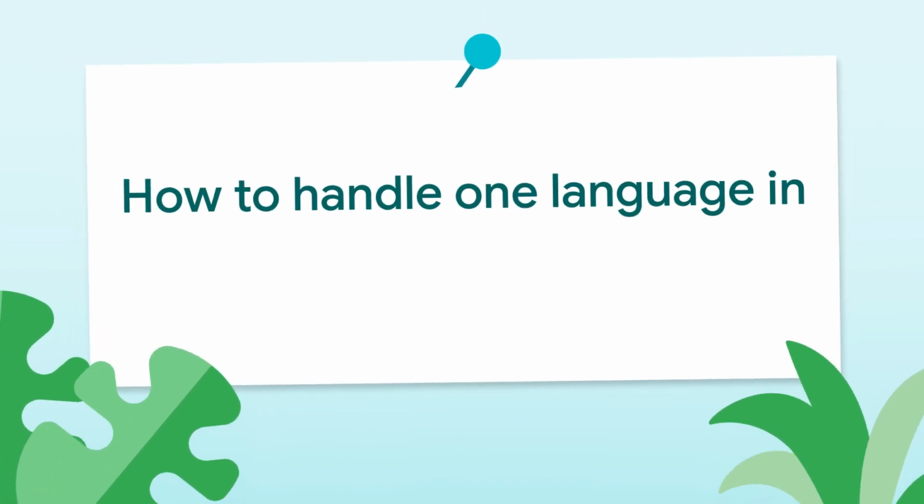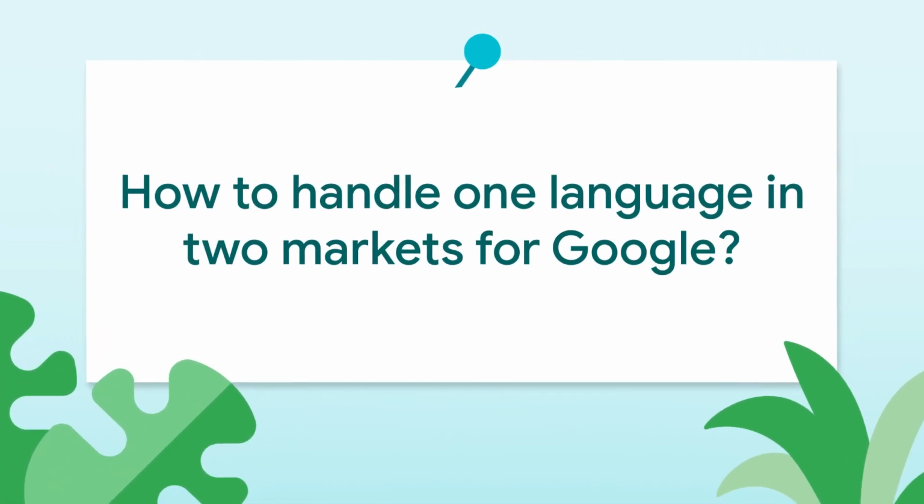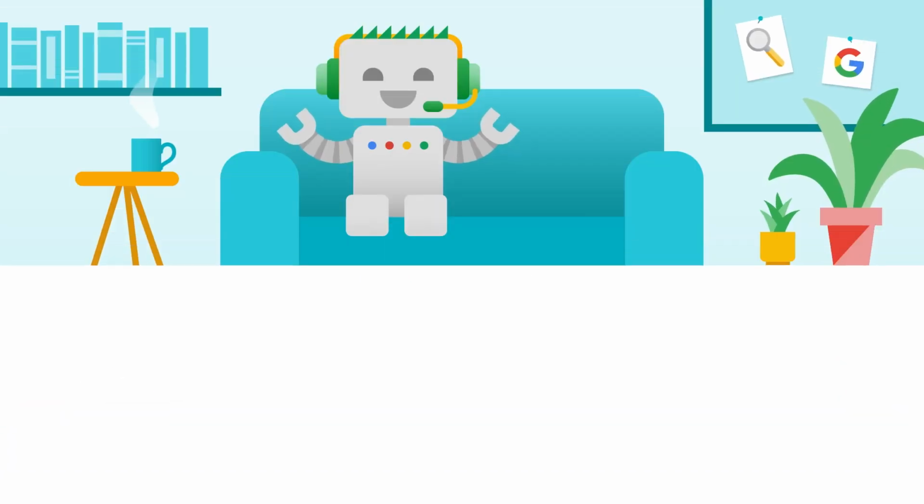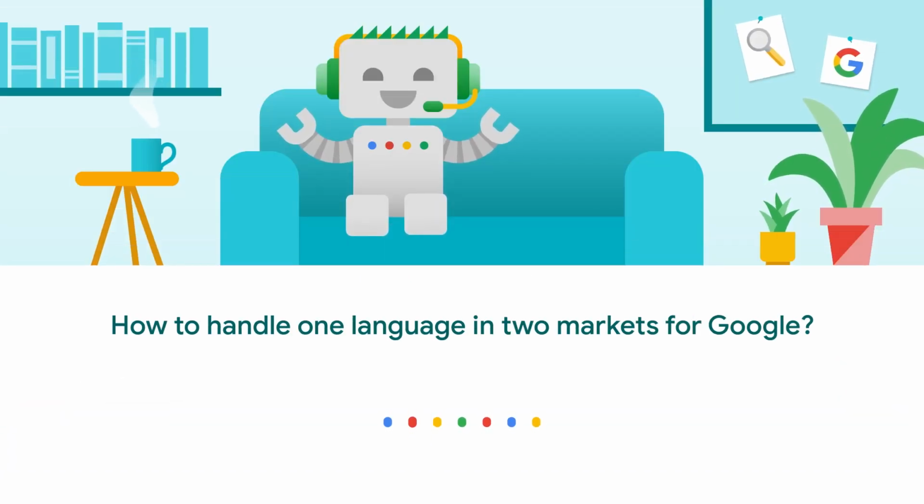Mark asks, it seems having one language on two markets might be seen by Google as duplicate content. How do we work around that? That's a great question, Mark. This comes up from time to time. There is no duplicate content penalty and no penalty in a case like this. However, you may still be seeing some effects.